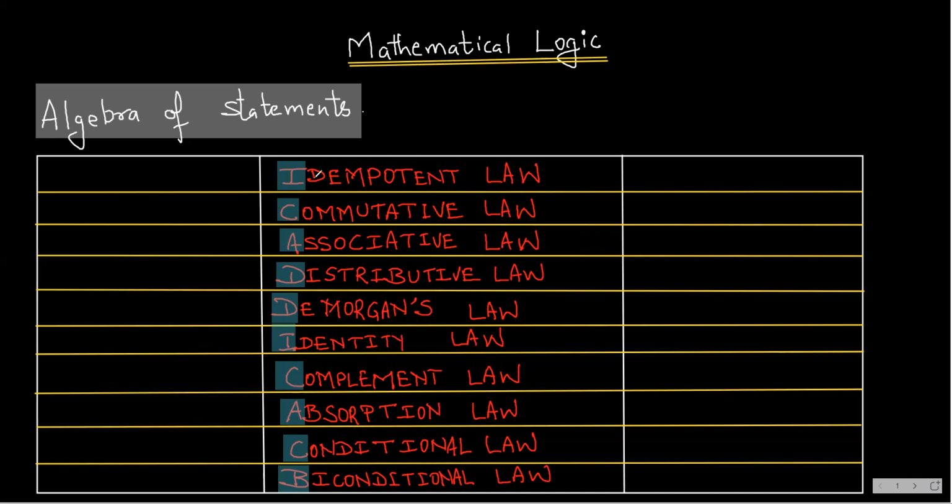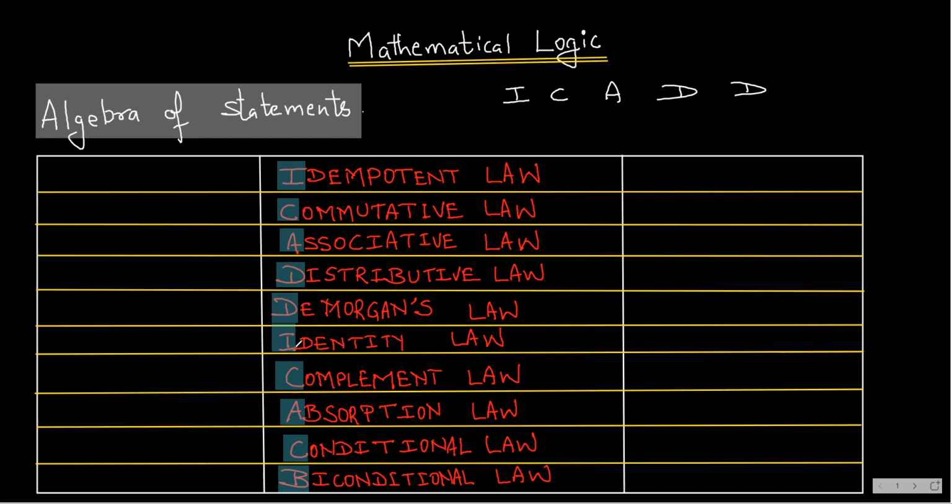So idempotent law, the first one, I. Then we have commutative law, C. Then we have associative law, A. Then we have distributive law, D. Then we have De Morgan's law, D. So the first five, ICADD. It is very important that you learn the code, because with the help of these letters, we can remember the complete name of the law.